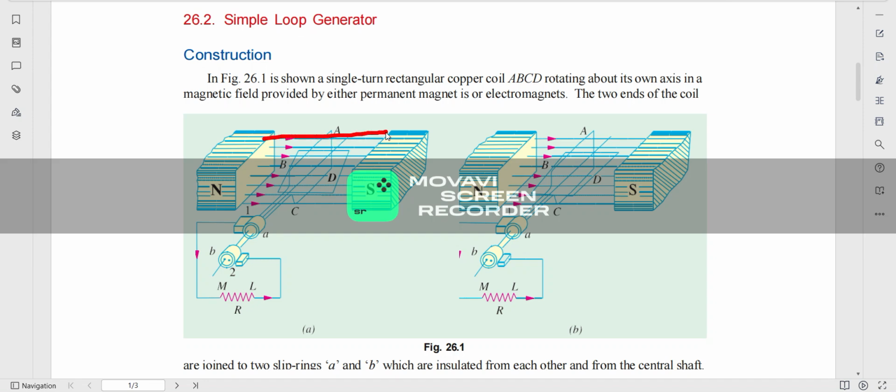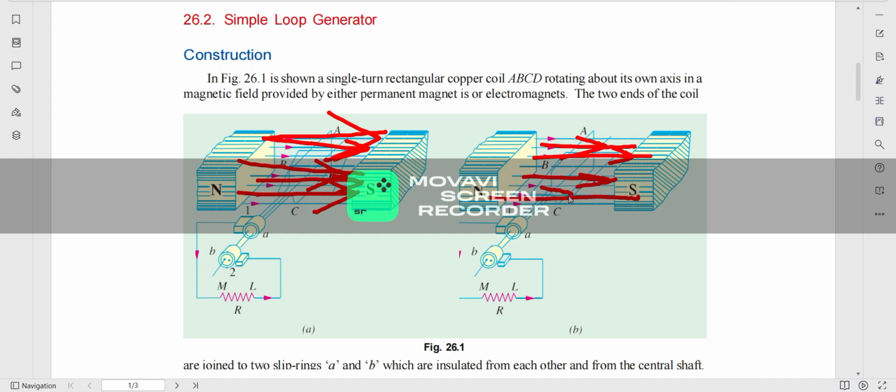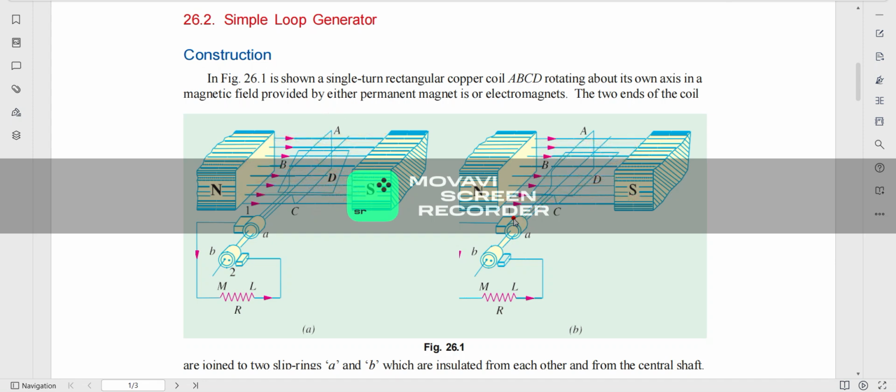You can see the magnetic flux lines going from north to south. These are called magnetic flux lines, passing from north to south, and the direction is also mentioned here. This coil is rotating with a constant speed. Let it be taken as N. N is the constant speed of this coil rotation.